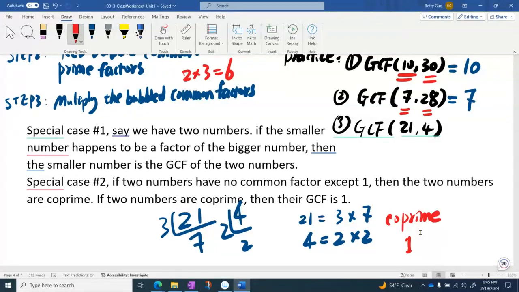I want you to please remember the definition of coprime. Coprime is a very important concept. If two numbers are coprime, then the GCF of them is definitely 1. So 21 and 4 have GCF 1.